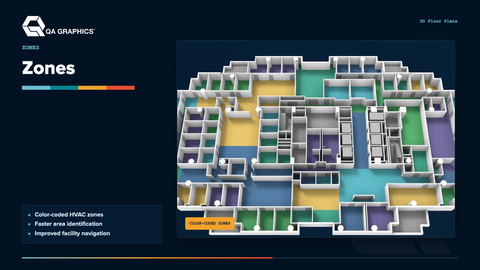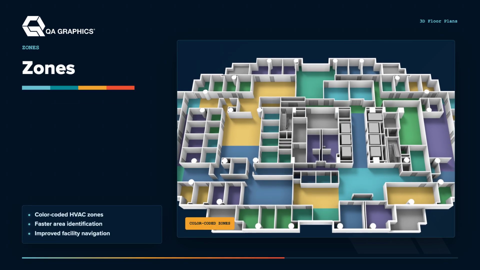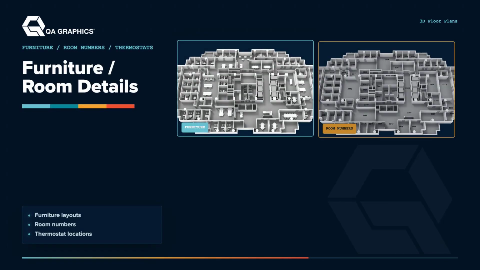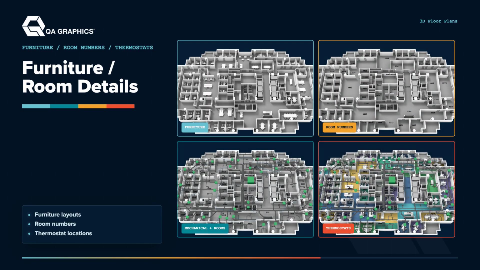Zone overlays help operators quickly identify system areas and improve navigation throughout the facility. Additional layers, such as furniture layouts, room numbers, and thermostat locations, can also be incorporated for enhanced detail and functionality.